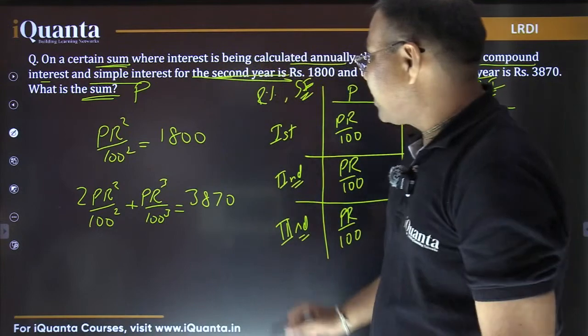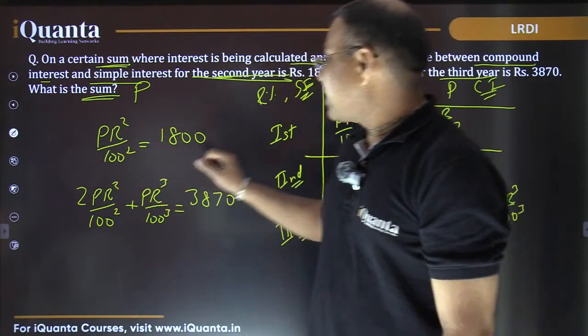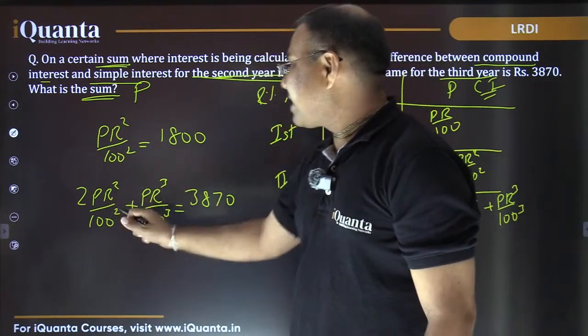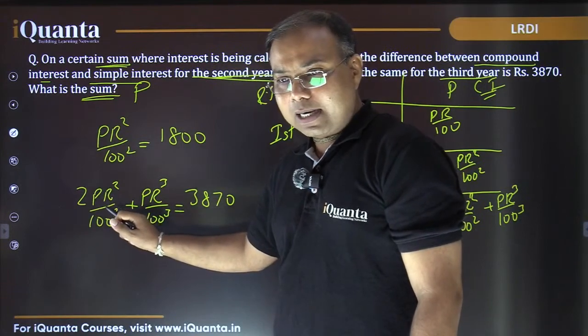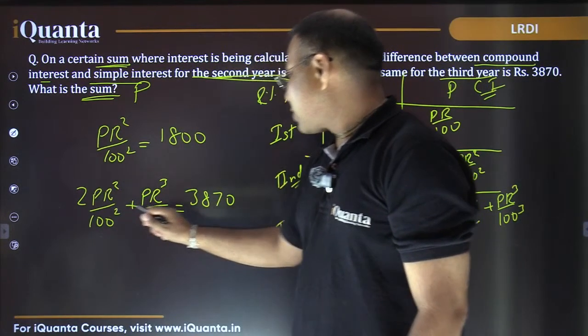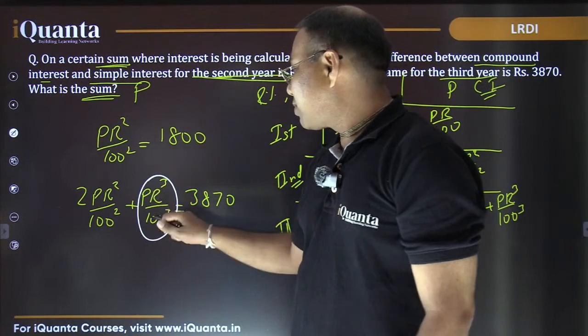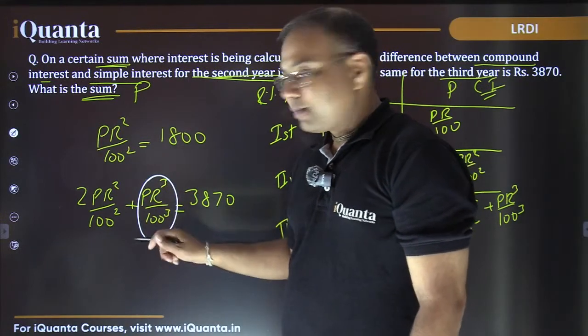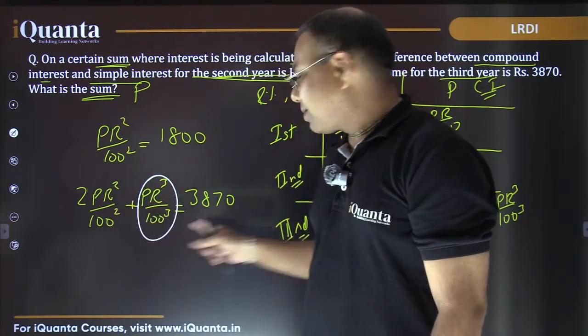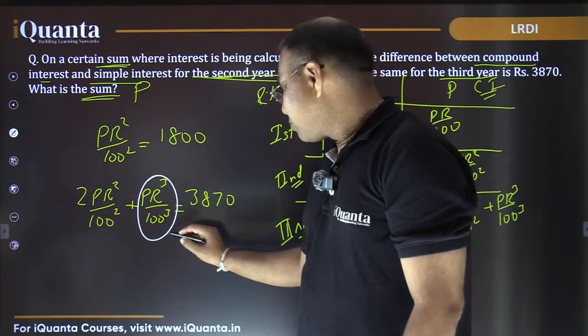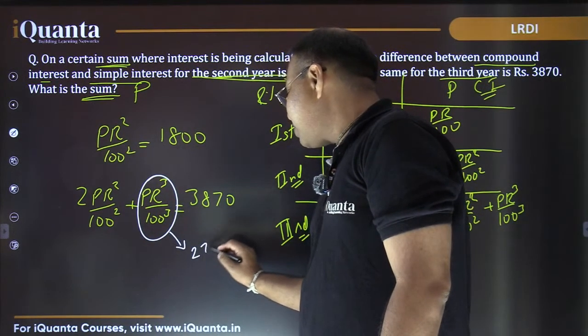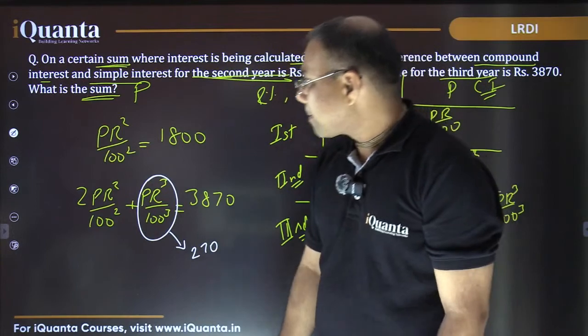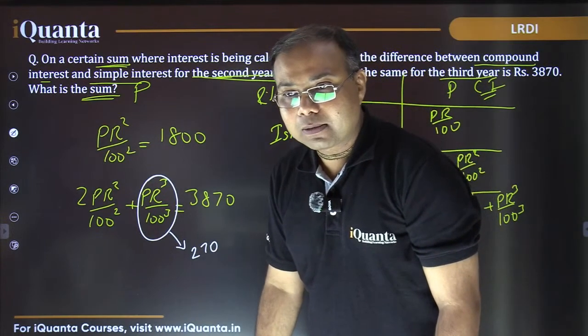Okay, so here, now PR square by 100 square is 1800. So this value comes out to be 18 times 2, that is 3600, right? Now this is 3600. So how much must the remaining part be? How much should be the value of this part? So 3870 minus 3600, that is 270, right? This value is basically 270. Is it clear so far?